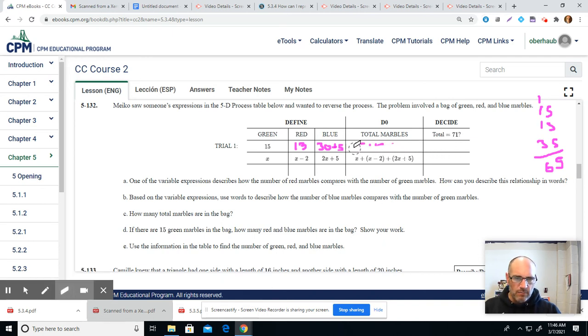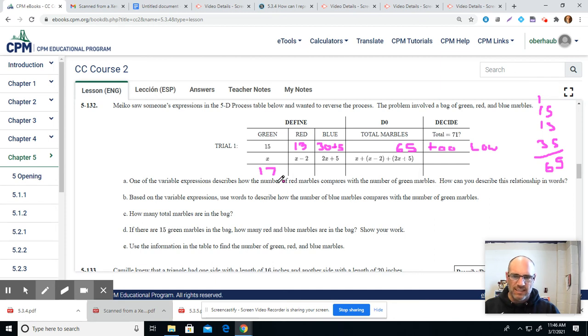I need a little more room, so I'm going to erase this. You should be doing this also on your paper. This is what your paper should look like. 65 is too low, so I need to go up. We know that 15 is too small. I don't know, let's try 17.